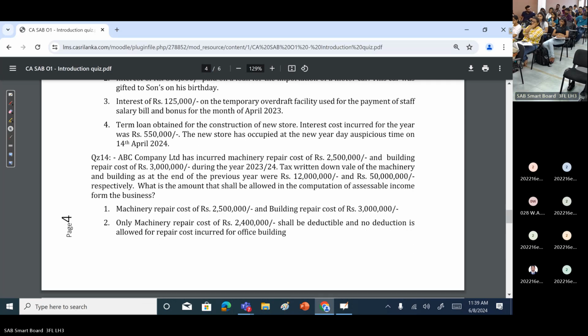A company has incurred a machinery repair cost of rupees 2.5 million and a building repair cost of rupees 3 million during the year 23-24. The taxing value of the machinery and building as at the end of the previous year was 12 million and 50 million respectively. What is the amount that shall be allowed in the computation of taxable income from the business? What is the amount we can deduct in 23-24? How much?